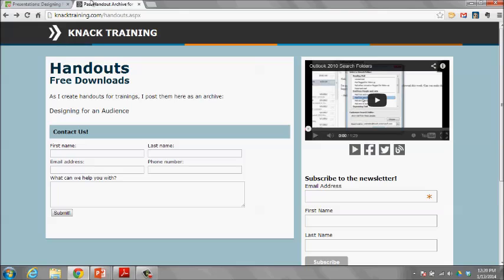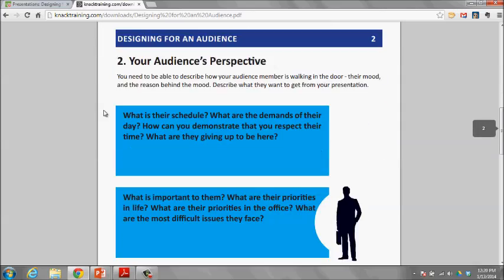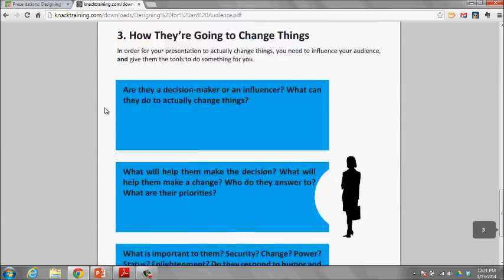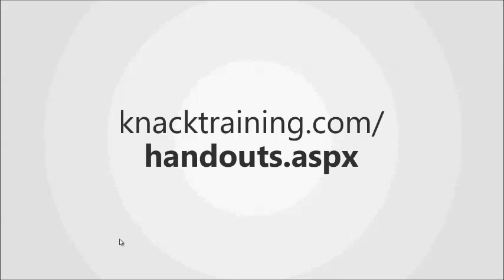So this is nactraining.com/handouts.aspx. And as you can see here, there's a link for designing for an audience. This is a PDF file that you can use over and over and over again when trying to determine who your audience is and what's important to them. You can also print this out and share it. You can use this as many times as you like. And we'll be referring back to this throughout the course of today's session.